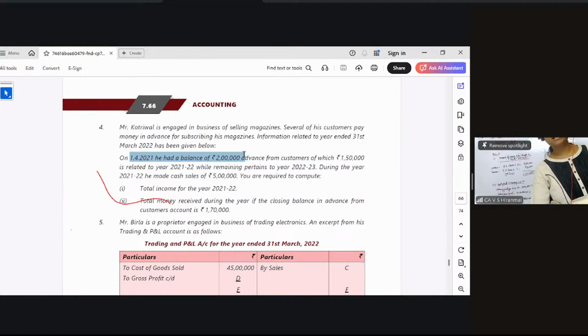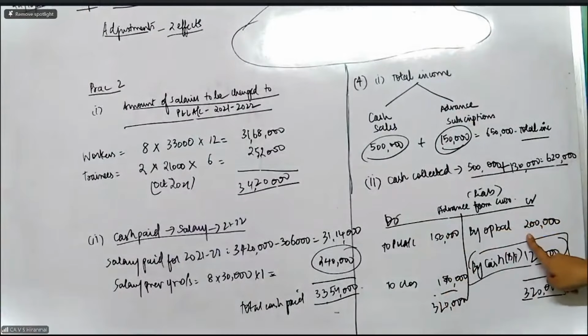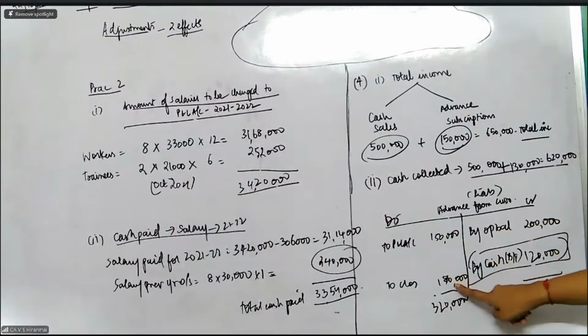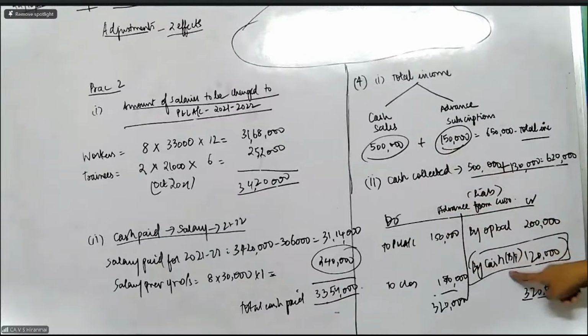Now in this advance from customer's account, opening balance is given as 2 lakhs. So this 2 lakhs I will take on the credit side. Why am I taking it on the credit side, Ujjwal? Because this is my liability. Customers or debtors are your asset. If you receive advance from them, they become your liability account. So opening balance 2 lakhs comes on the credit side. Now closing balance in the advance from customers is 1,70,000, they have given to you already. And out of 2 lakhs, this year you are taking 1,50,000 into your P&L account. So opening balance 2 lakhs, closing balance given in the question is 1,70,000, and the 1,50,000 which I have taken to the P&L will also come here. When I balance, the balancing figure will be the cash collected for this year.